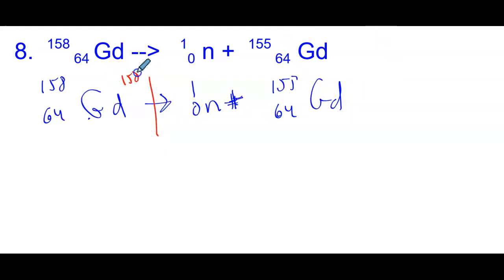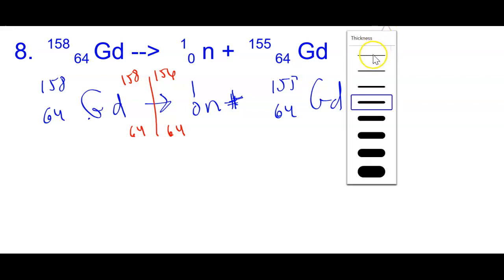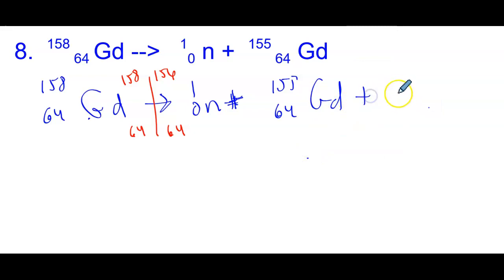I've got 158 and 64. Over here I got 156 and 64. So it is not balanced. So I need to put in what's missing, just like we've been doing. All right, I know I have 155. I'm sorry, I got 156. I need to get to 158, so I need 2. But I have 64, and I need 64, so 0.